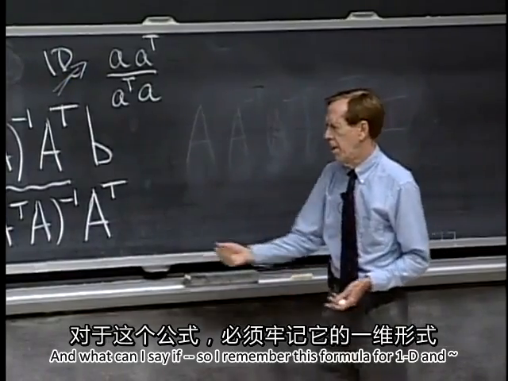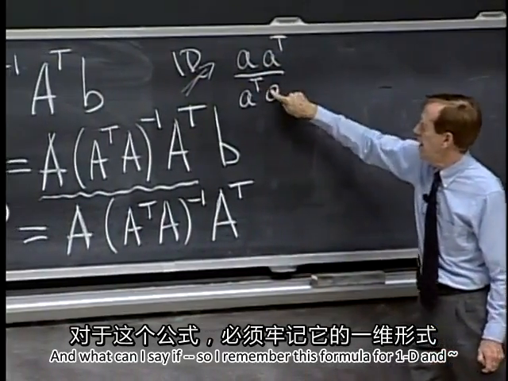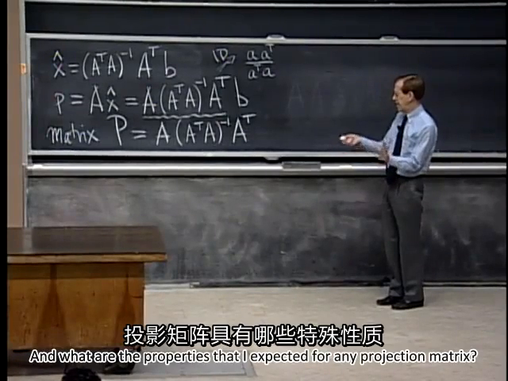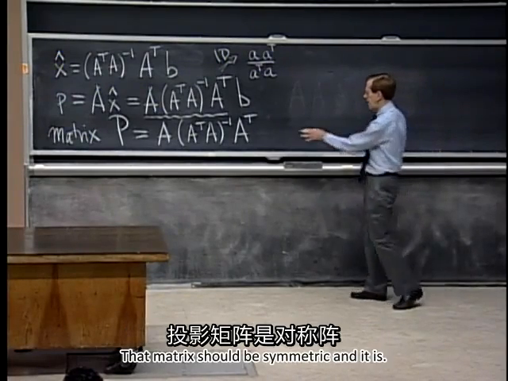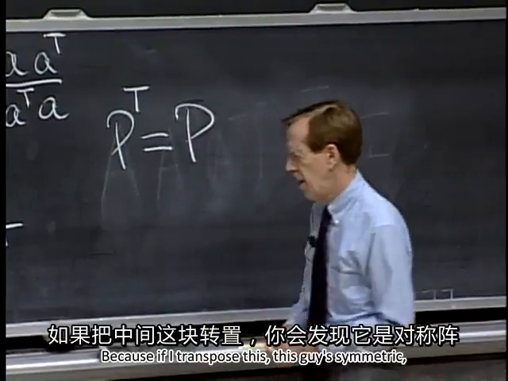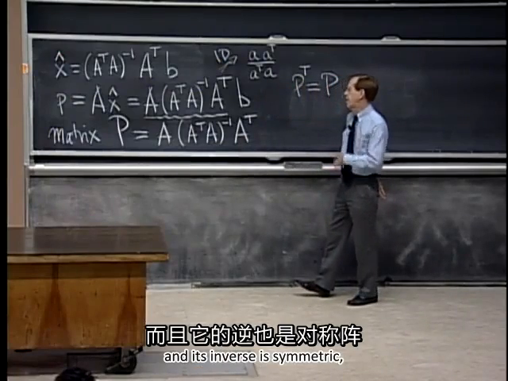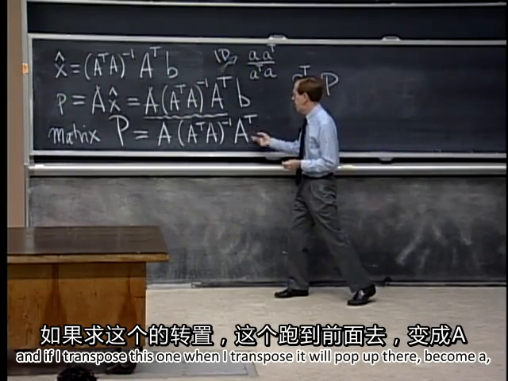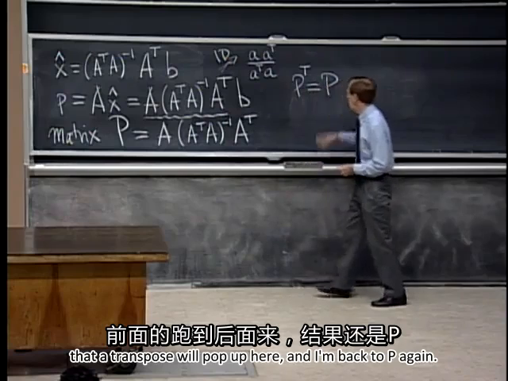What can I say? I remember this formula for 1D, and that's what it looks like in n dimensions. What are the properties that I expected for any projection matrix, and still expect for this one? That matrix should be symmetric, and it is. P transpose is P. Because if I transpose this, it's symmetric, and its inverse is symmetric. And when I transpose the other parts, the A transpose will pop up here, and I'm back to P again.